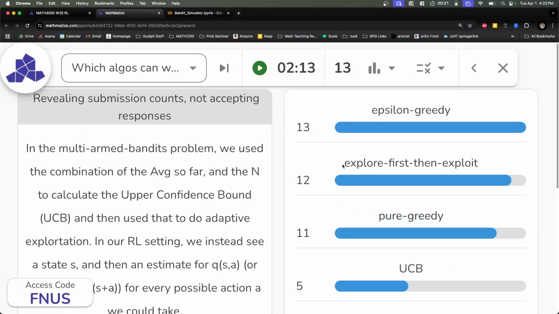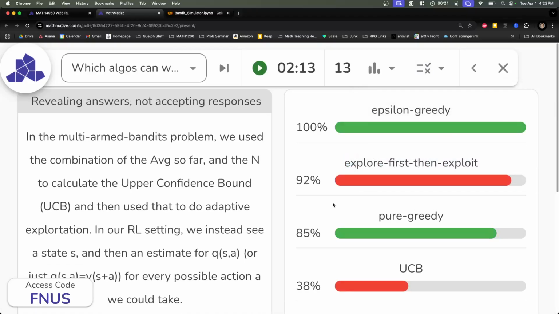Okay, so 12 out of 13 people said we can do the explore first, then exploit. And I think you can't. So let me reveal, this was my answer, that 92% of people got wrong. Remember, in the explore first, then exploit, what we do is we play all of the actions sort of equally for a while, and then after that, we play the best possible action. So what would that look like in this setup? I guess you would play fully random for a while.